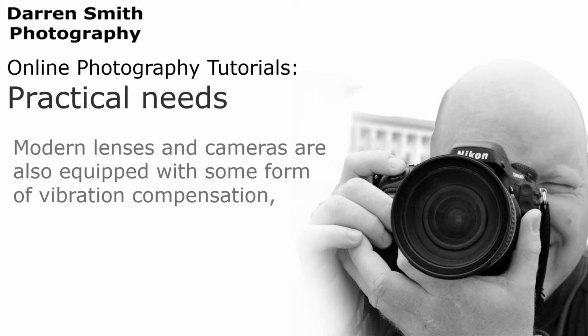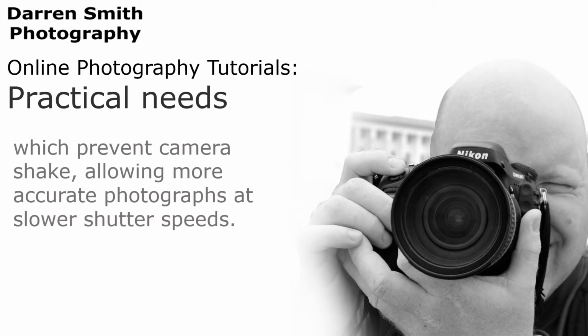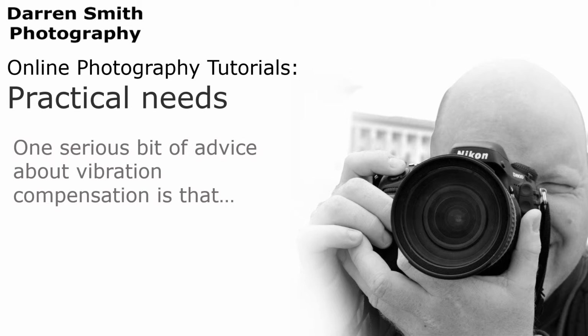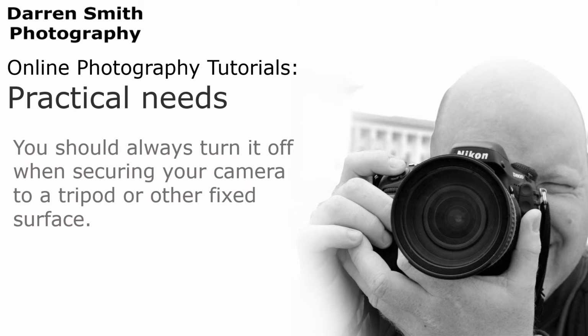Modern lenses and cameras are also equipped with some form of vibration compensation, which prevents camera shake, allowing more accurate photographs at slower shutter speeds. Personally, even with this technology, I will always use a tripod if my shutter speed goes below 1/40th of a second. One serious bit of advice though about using vibration compensation is that you should always turn it off when securing your camera to a tripod or other fixed surface.